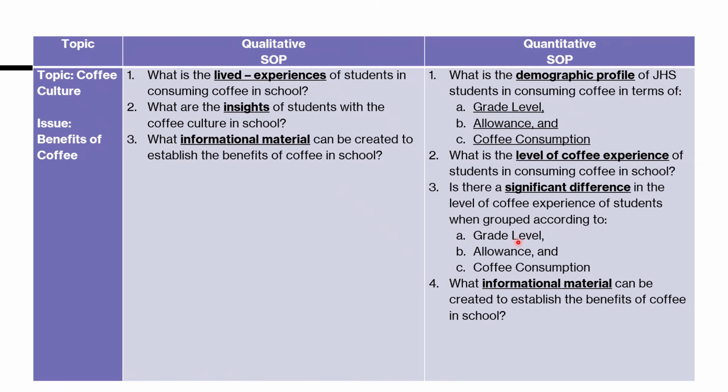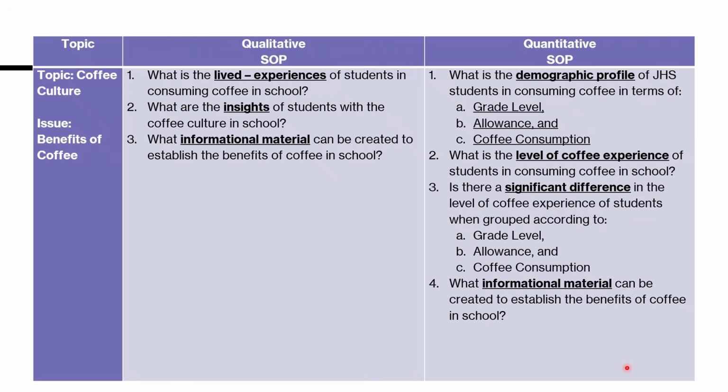When it comes to allowance, if the allowance is from 0 to 100, 101 to 150, 150 to 200, and then 200 to 300, you check if they have differences. And for coffee consumption, if there are people who drink once a week, twice a week, or every day, you can compare those too. So you will work out if they are statistically different or statistically the same.